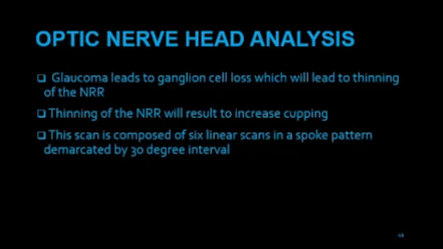Now, optic nerve head analysis. Remember I told you that in OCT we can also analyze the optic nerve head. Glaucoma leads to ganglion cell loss, which will lead to thinning of the neuroretinal rim. Thinning of the NRR will result in increased cupping. So every time you are seeing increased cupping, it's because there is a thinning of the neuroretinal rim. This scan is composed of 6 linear scans in a spoke pattern demarcated by 30-degree intervals.